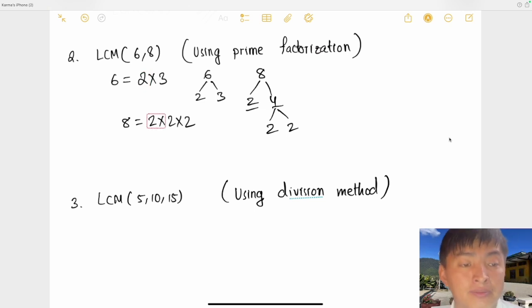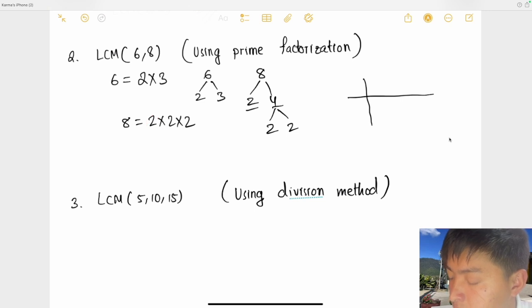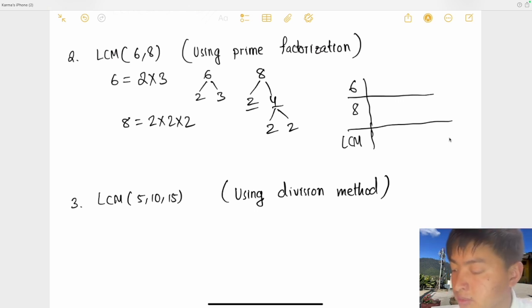Now that we have factorized both 6 and 8 in terms of prime factors, let's list them using a table. The first one will be 6, second one will be 8, and the last one will be LCM. So remember, in this method we are asked to list the prime factors of each number in a row. So the 6 prime factor would be 2 and 3, whereas the 8 prime factor would be 2. Since it's common, we write one above another.